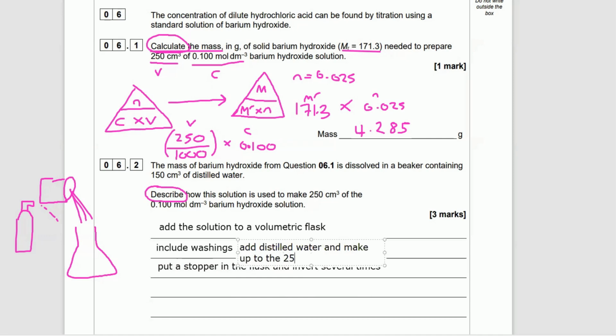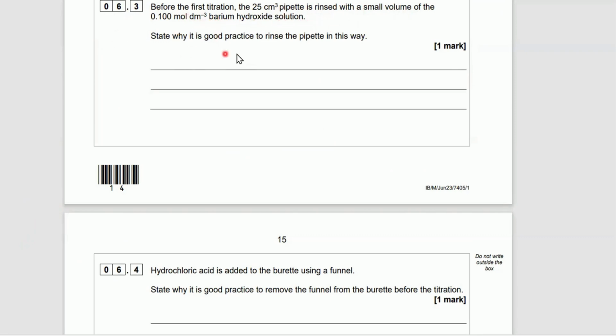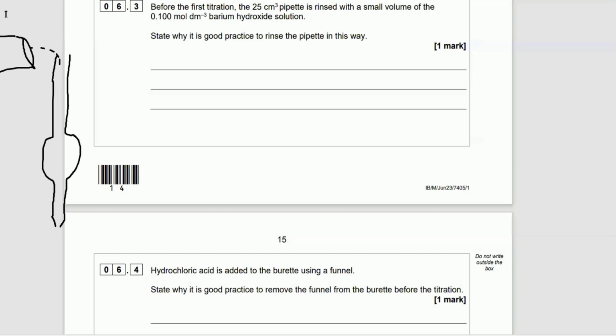And there we go. So let's move on to the next part of the question, which is going to be 6.3. Before the first titration, the 25 cm³ pipette is rinsed with a small volume of 0.1 mole per dm³ barium hydroxide solution. State why it's a good practice to rinse the pipette in this way. So we're not talking about a dropping pipette, we're talking about the volumetric pipette, the one that measures exactly 25 cm³ that we use for transferring solutions.